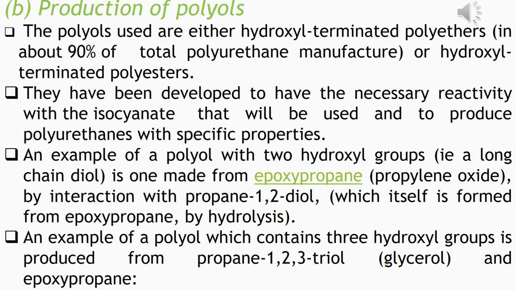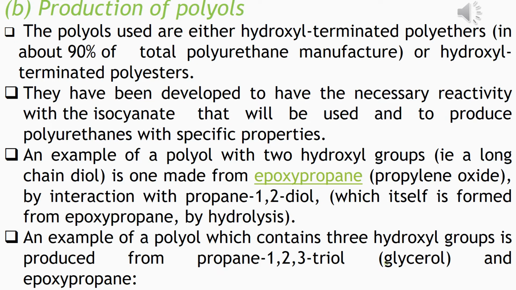The second part in the production of polyurethanes is part B, the production of polyols. Polyols are either hydroxyl terminated polyethers, about 90% of the total polyurethane manufacturers used are hydroxyl terminated polyethers, or they can be hydroxyl terminated polyesters.